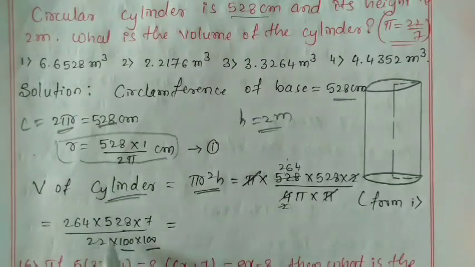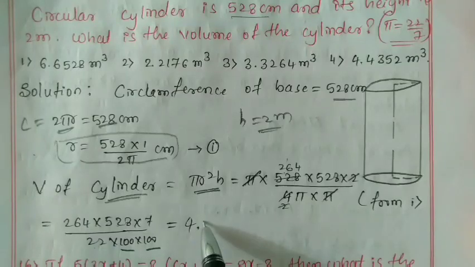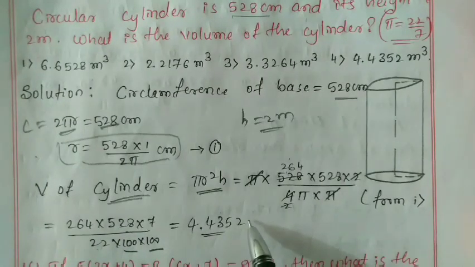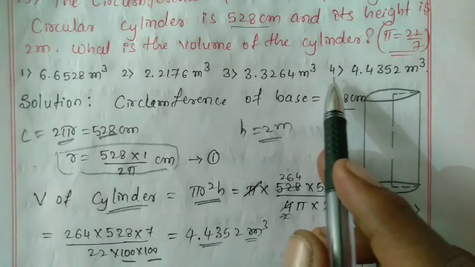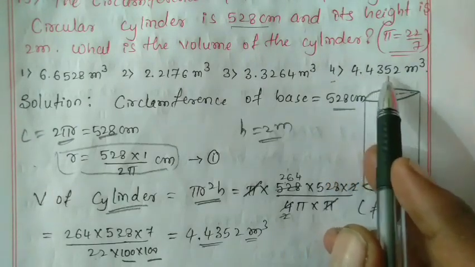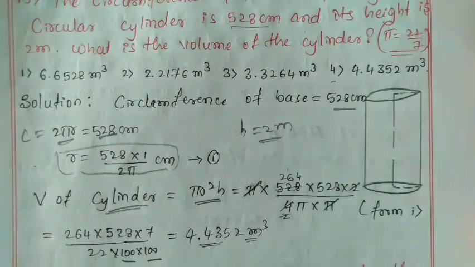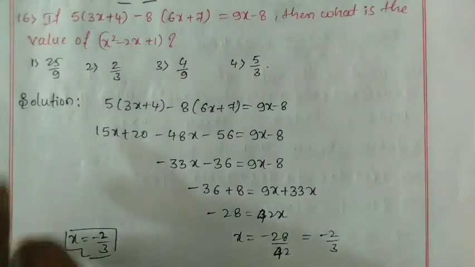Okay, so when you simplify this one, you will get its value as 4.4352. 4.4352 is the volume of the cylinder. Okay, and the correct option is the fourth one, that is 4.4352 meter cube. Okay, so next I will go to the 16th question.